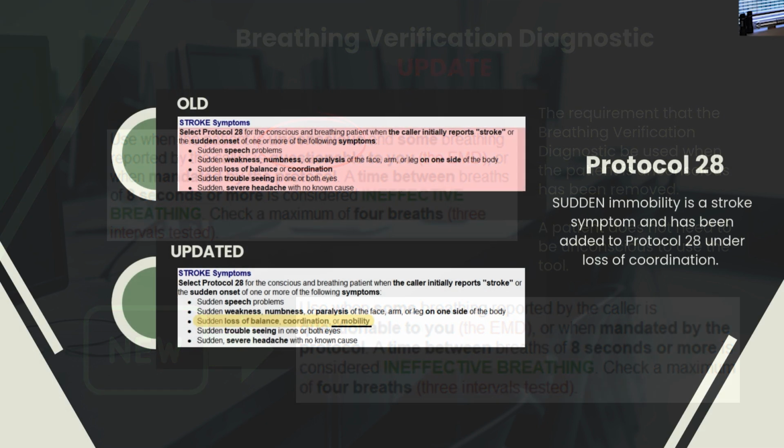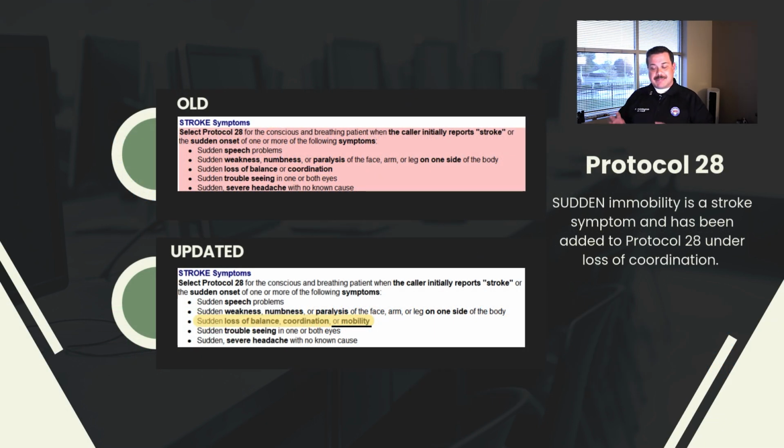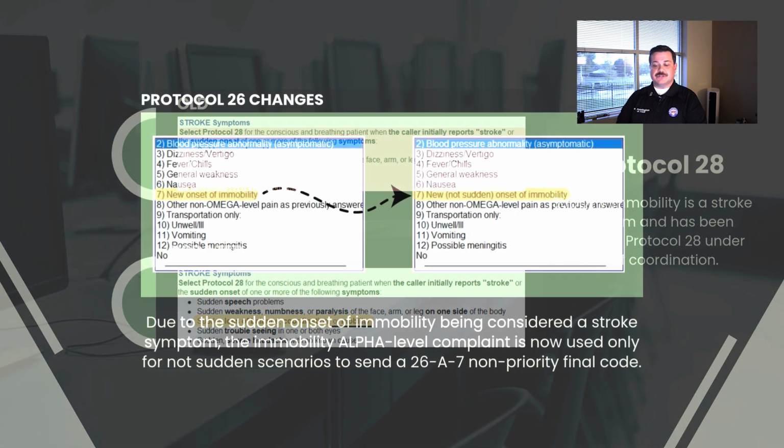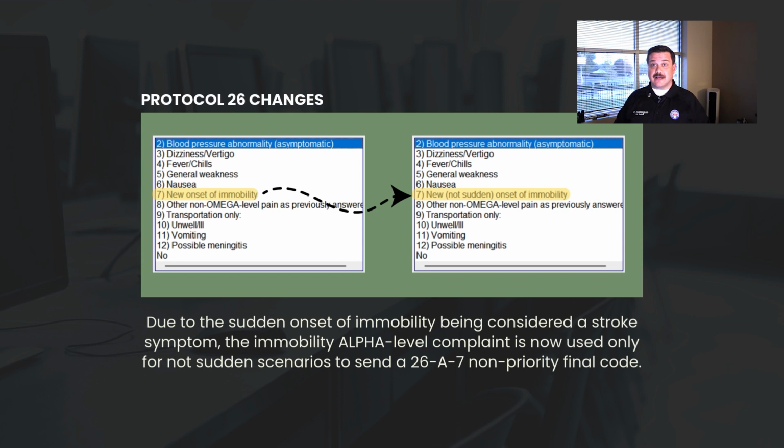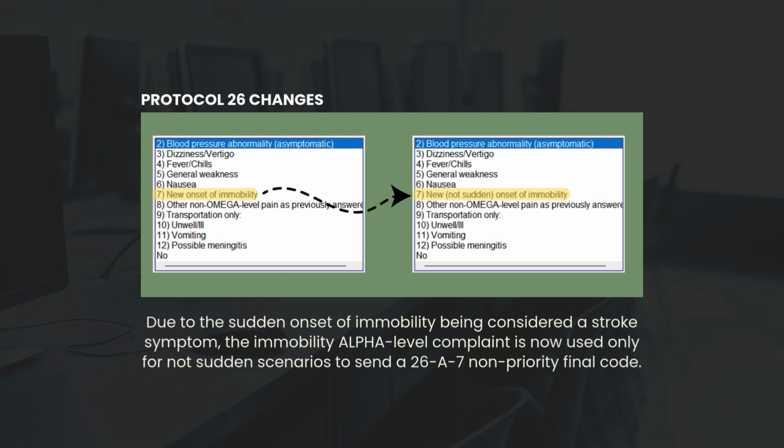We want to quickly mention a word addition to stroke symptoms. Mobility has been added to sudden loss of balance and coordination to better reflect patient and caller descriptions, and this change is also reinforced in Protocol 26 in the alpha level descriptors.